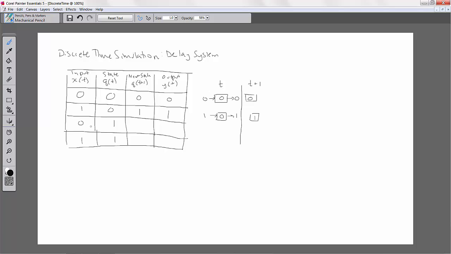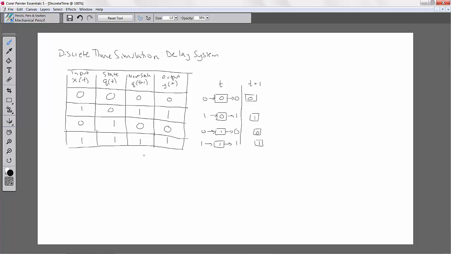In this next case, if we have input of 0 and a current state of 1, the delay system defines that our next state is 0 and the current output is 0. So again, if we have an input of 0 and our current state is 1, our current output should be 0 and our next state should be 0. And finally, in the last case, if we have 1 input and 1 current state, then our next state is 1 and our current output is 1. Again, we have the input of 1, current state is 1, our current output should be 1, and our next state should be 1.